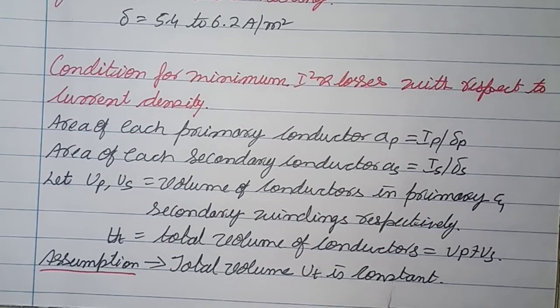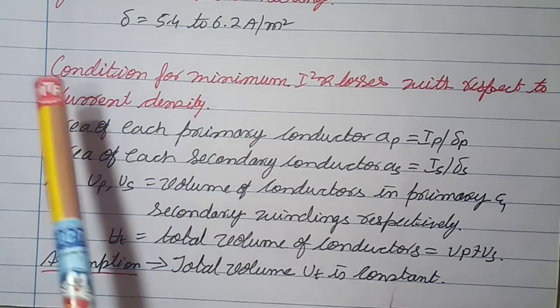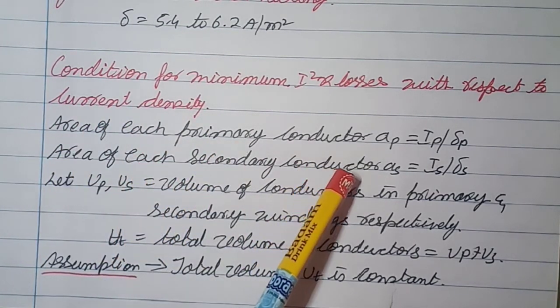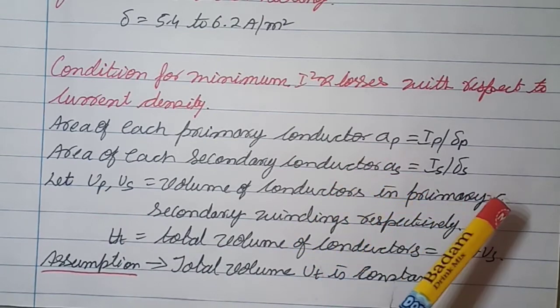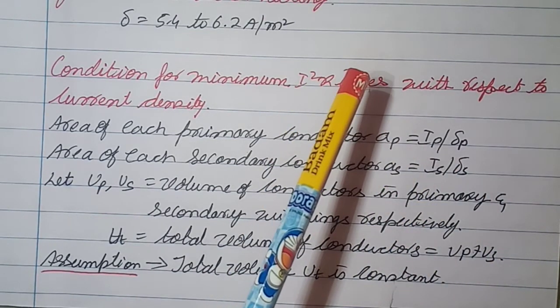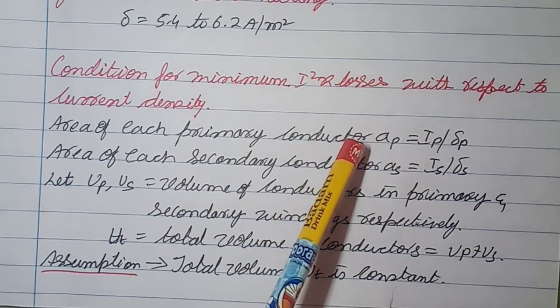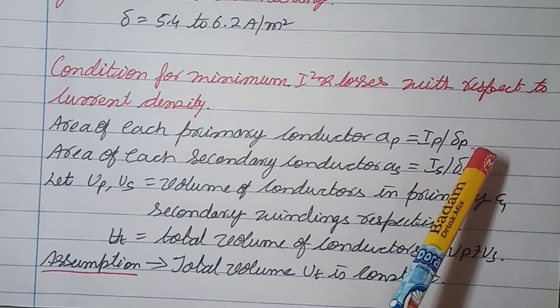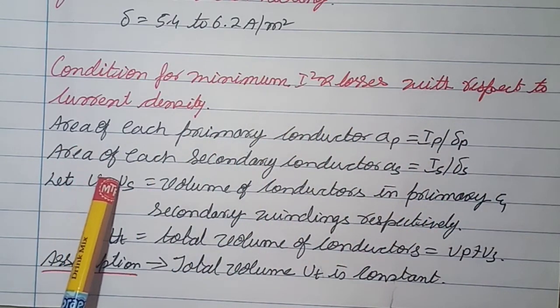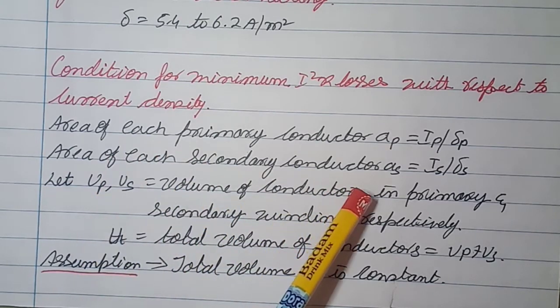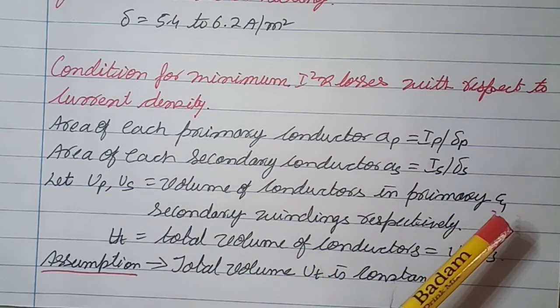Condition for minimum losses, that is I square R losses, with respect to current density. So we have a small derivation. Area of each primary conductor AP is IP by delta P, because delta is current per area, that is the current density, so area is current by delta. Similarly for secondary conductors, the area AS is IS by delta S.